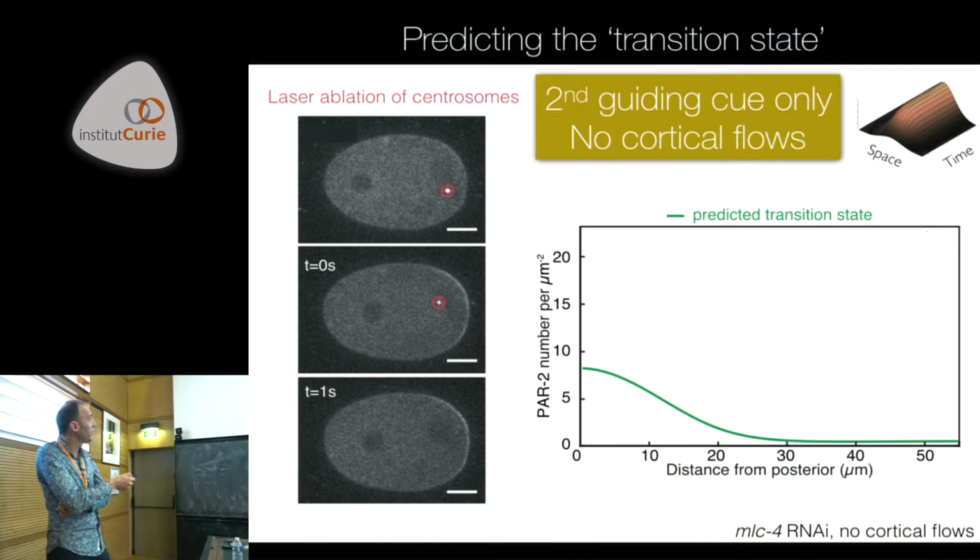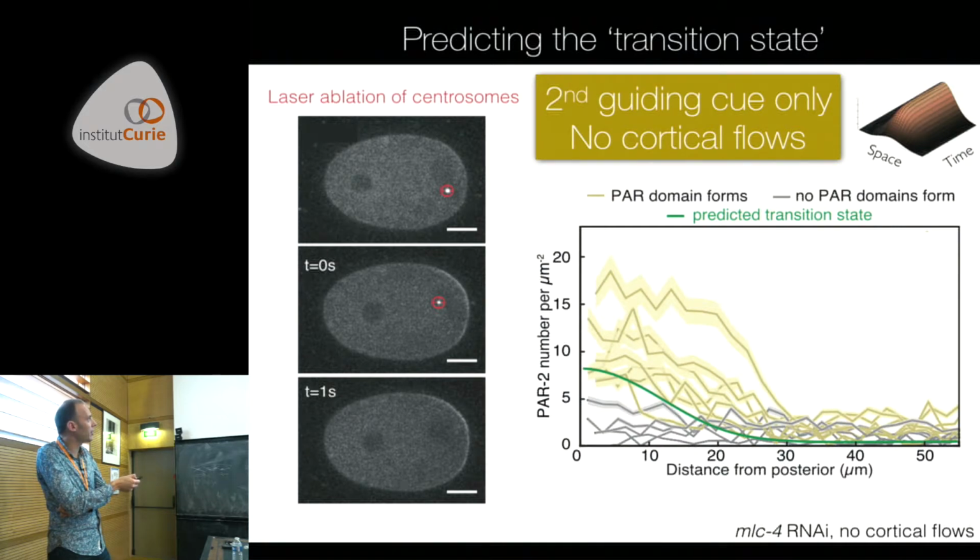Now we ablate centrosomes in many experiments, and for each experiment we measure the extent of that domain, and this is how the data looks. So for all the yellow distributions, the system ends up polarizing. For all the gray ones, the system doesn't polarize. So this matches to some degree the theory prediction for the transition state.